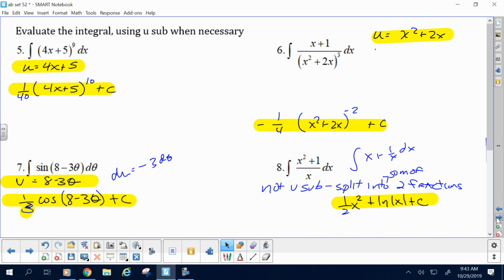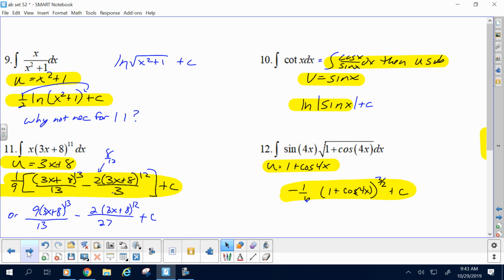Number 9, u is x squared plus 1. Your answer then would be a couple of different possibilities. Most people probably have 1/2 of the natural log of the absolute value of (x squared plus 1) plus c. If you did that correctly, then you would have that for an answer.